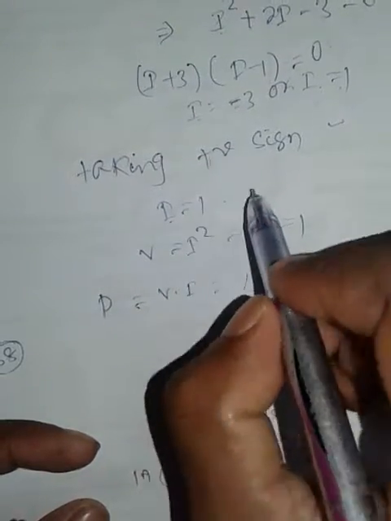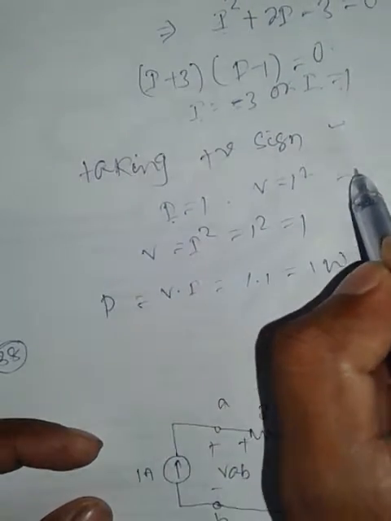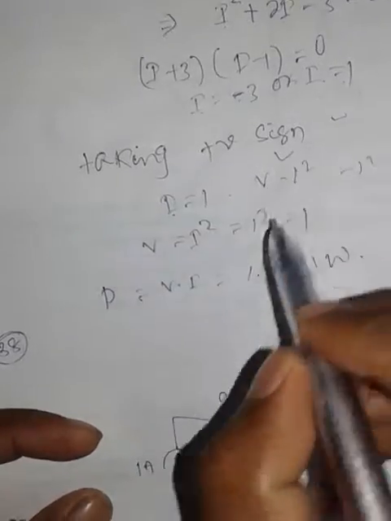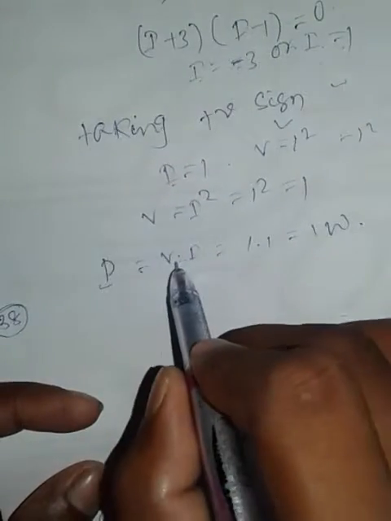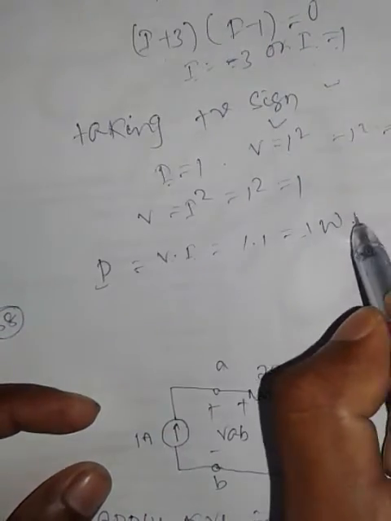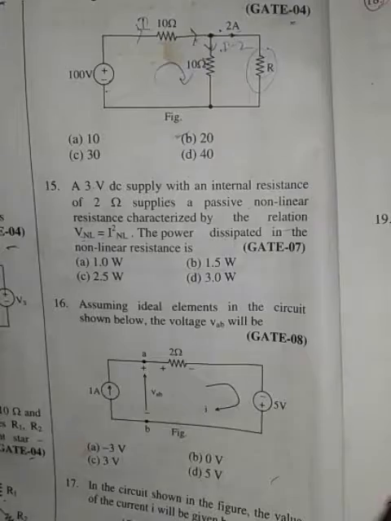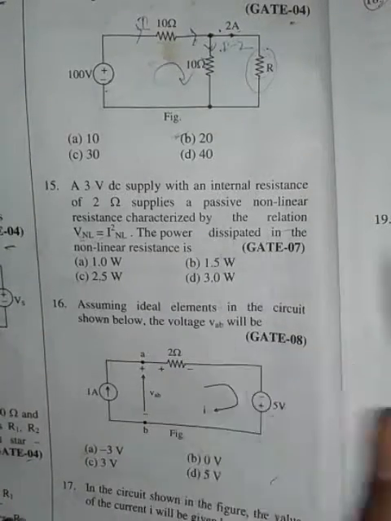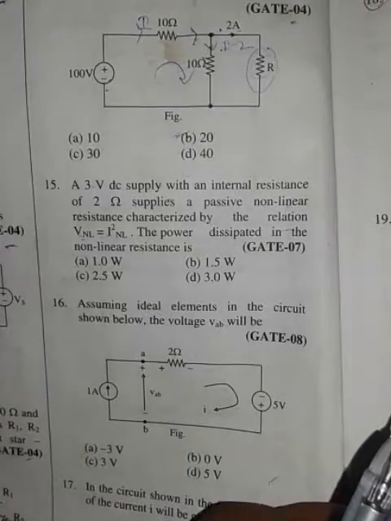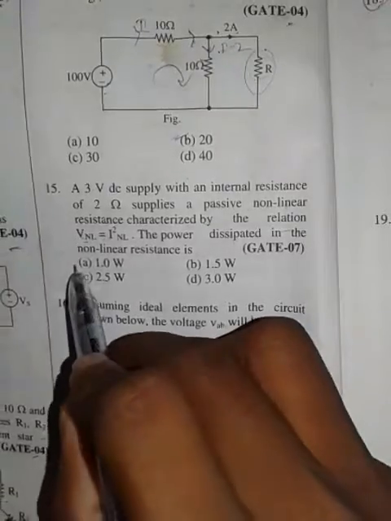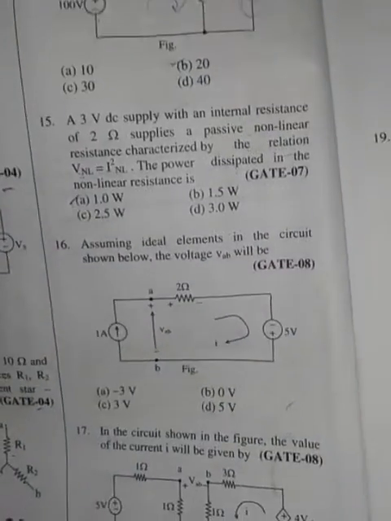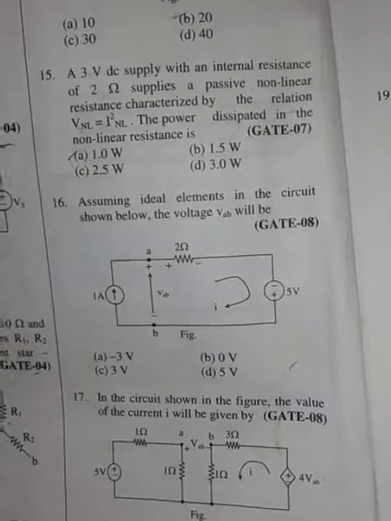So V is equal to I square, so 1 square. So V is equal to 1. So the power is equal to V into I, so 1 into 1, so 1 watt. So the power dissipated in the nonlinear resistance will be 1 watt. So in question number 37, option A is the correct answer. Come to the next question.